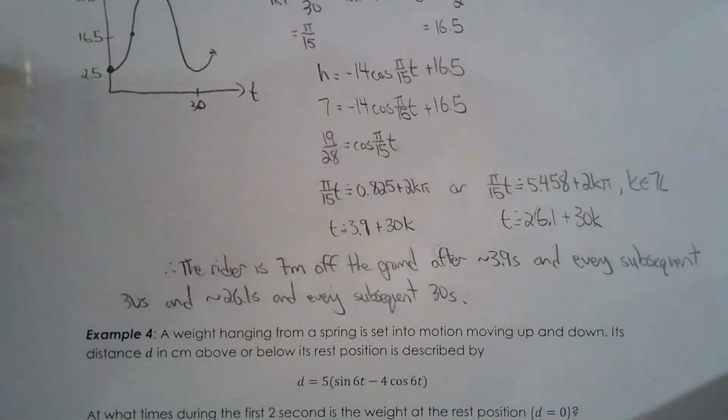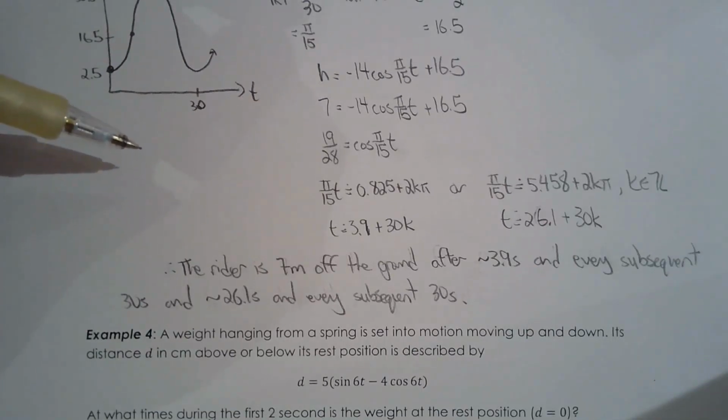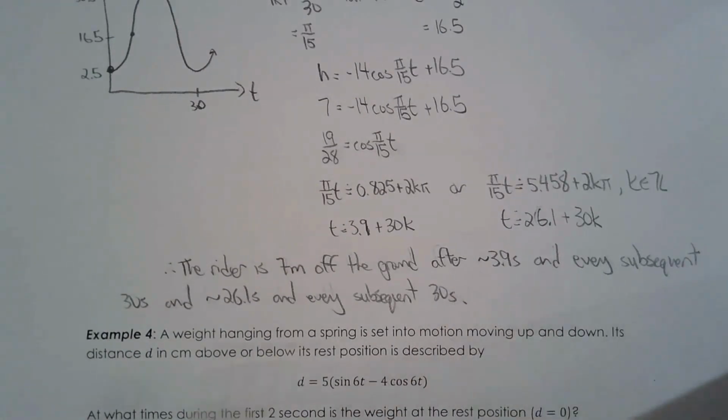I'm sure there's a more fancy or elegant way to write it, but I really want you to see that if I didn't tell you when he's getting off the Ferris wheel, we don't really know how many solutions there are. So we'll go with the infinite solutions. We assume that this Ferris wheel will never ever break and he's never getting off. So 3.9 seconds and every subsequent 30 seconds after 3.9 seconds. And 26.1 seconds and every subsequent 30 seconds from 26.1 seconds.